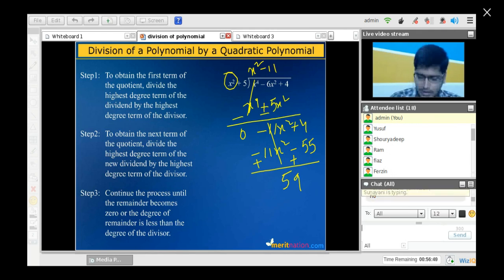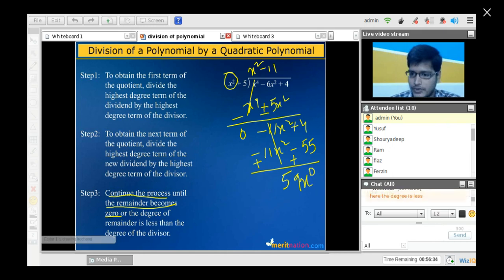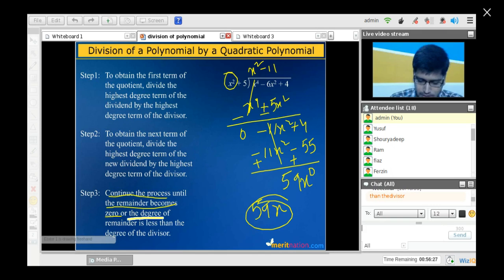Why is this? Because continue the process until the remainder becomes 0, or the degree of the remainder is less than the degree of the divisor. If you observe, the degree of the remainder is x power 0. If suppose it is something like 59x, also we can just leave it that way, because the degree of the remainder is less than the degree of the divisor. Here the degree of the divisor is 2, so 59x also I can just leave. Is every one of you able to understand this?